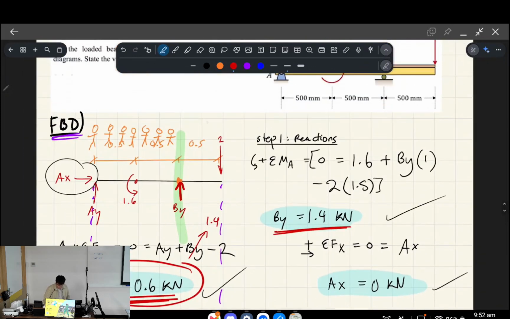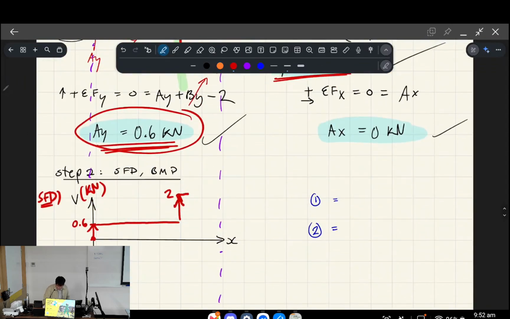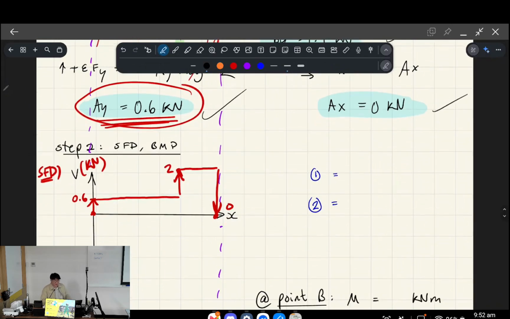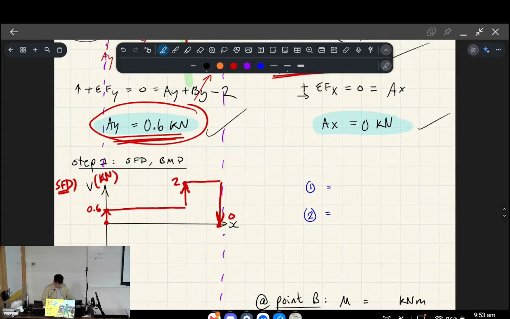Okay, so the man's still walking, and he keeps traveling along the beam, and nothing's happening up until the right-hand side, where we've got 2 kilonewtons pointing down. So that means the beam is going to be flat, and then we have 2 kilonewtons, which shoots back down to 0. And that will be our shear force diagram that we've just finished graphing. Okay, any questions so far?